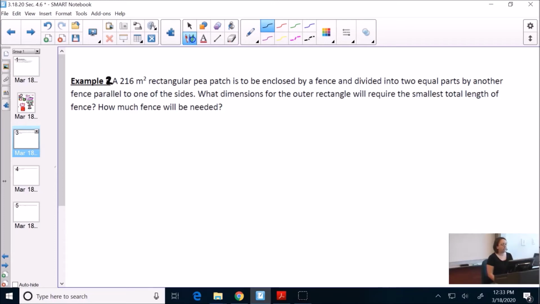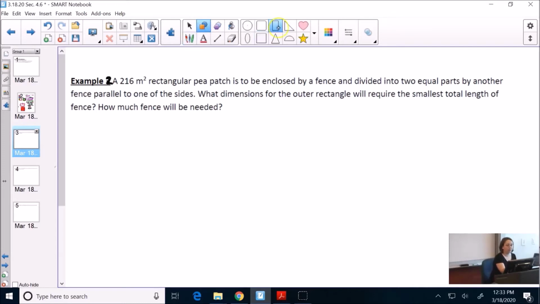A 216 square meter rectangular pea patch is to be enclosed by a fence and divided into two equal parts by another fence parallel to one of the sides. What dimensions for the outer rectangle will require the smallest total length of fence? How much fence will we need?